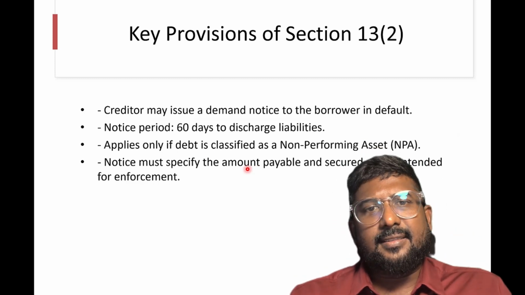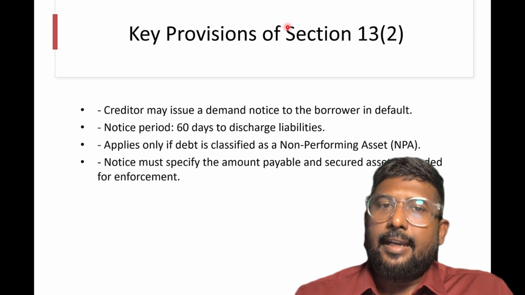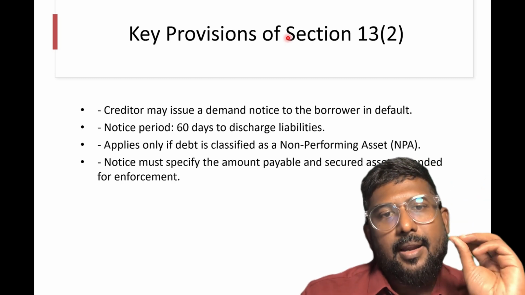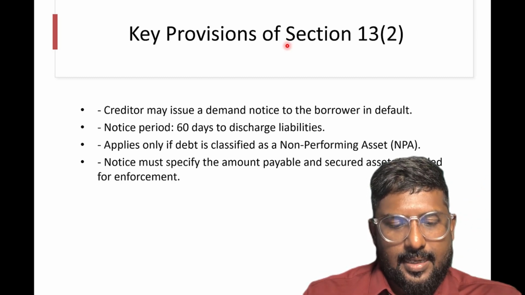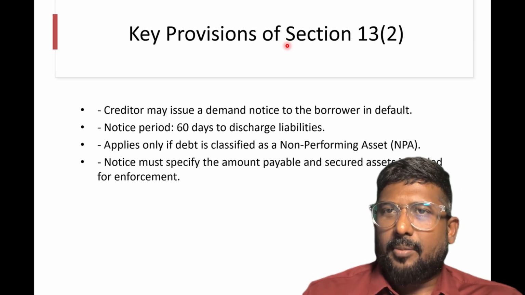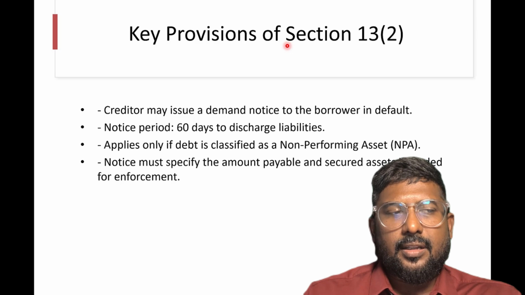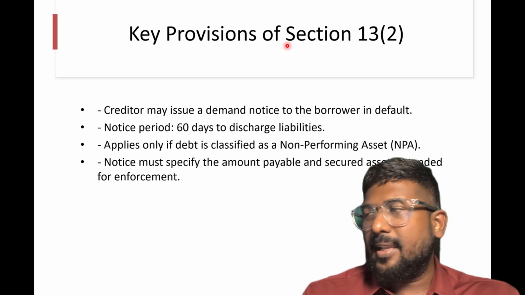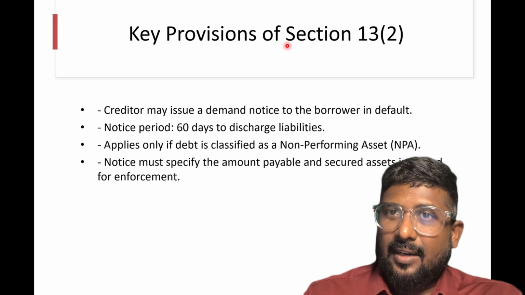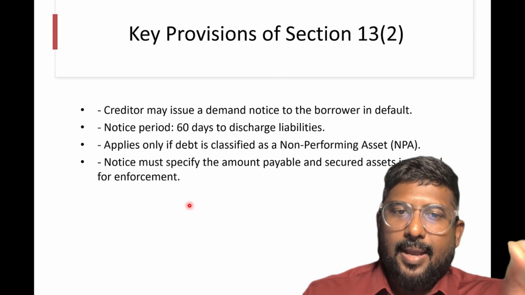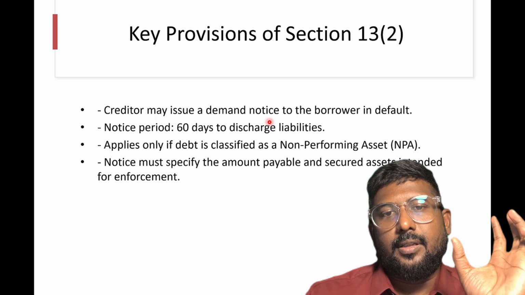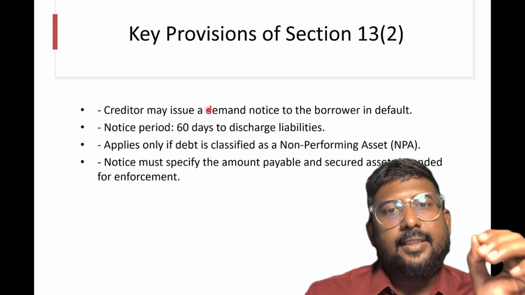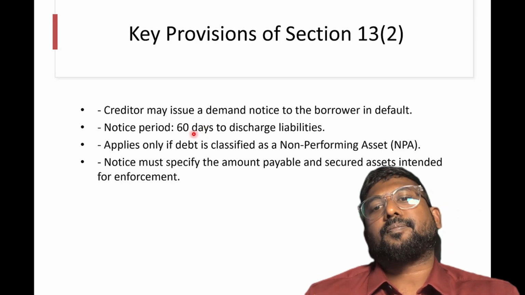One of the first things in section 13 is section 13(2), which gives the procedure for issuance of a demand notice. Once the account becomes NPA, that is, as per RBI guidelines, if no interest or principal is paid in the account for 90 days, the account will be declared as NPA. Once the account has become NPA, the first thing the bank should do is issue a demand notice, which should give 60 days to discharge the liabilities.